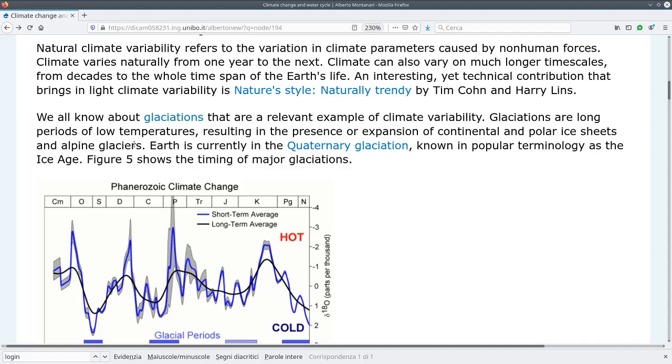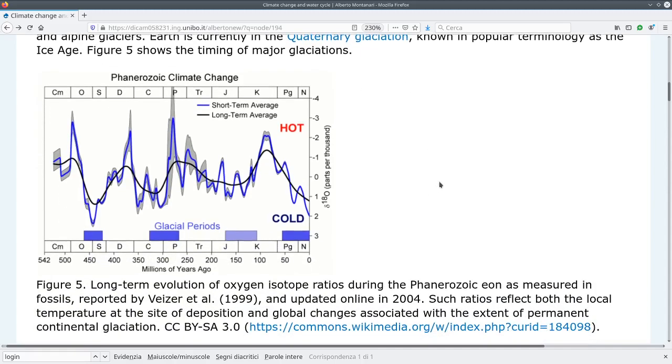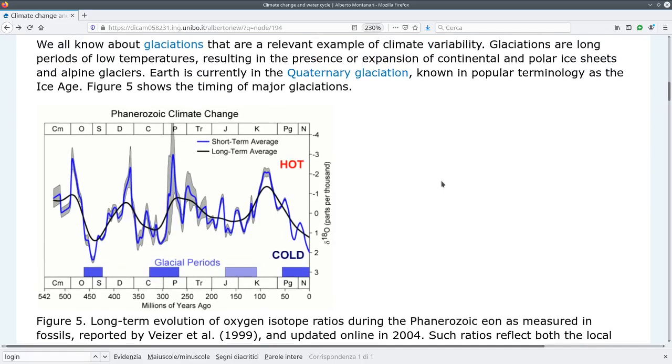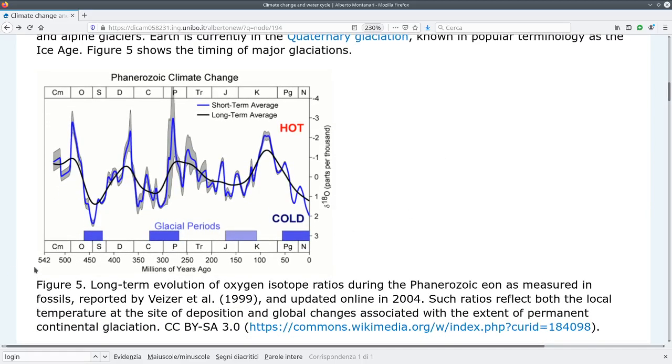And these changes in the orientation may have been caused, for instance, by the impact of meteorites or changes in the magnetic field, something like that. These are all possible causes. We are currently in the tail of the Quaternary glaciation, known in popular terminology as the Ice Age. So we are in the tail of the Ice Age. And here you see the timing of the major glaciations, starting from about 500 million years ago.